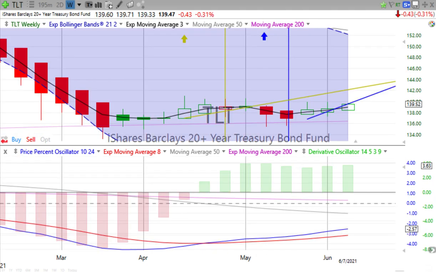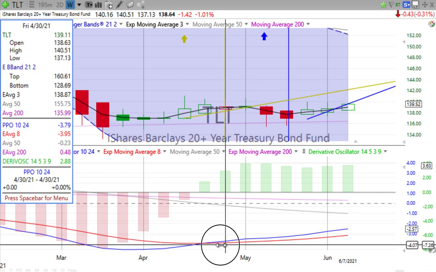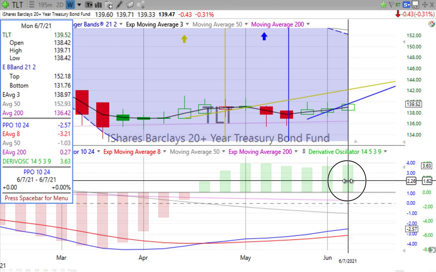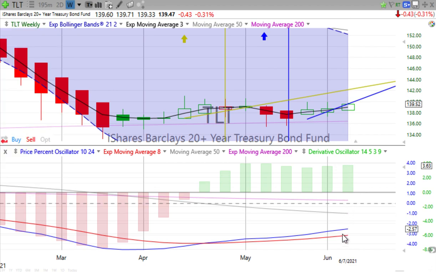What do we see on 20-year bonds? We see they are down for the day 0.31%. We look at this weekly chart. We had a weekly vertical crossover back on the 30th of April. Things then slid sideways the next week, down the 2 following weeks, and over the last 3 weeks trying to gain some momentum. Price percent oscillator stayed positive the entire time. Derivative oscillator gaining a little momentum on Monday. Price percent oscillator has slowly tried to pull away from the red signal line as things have gone along.